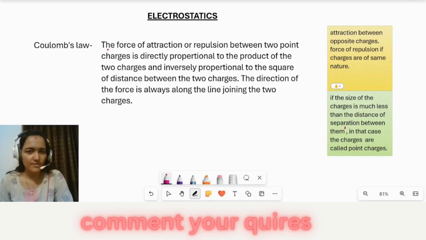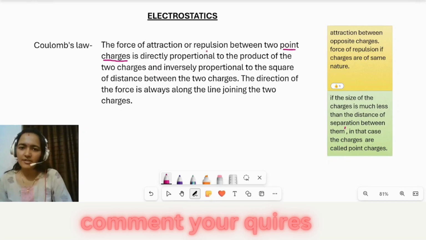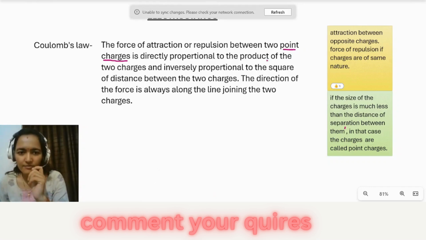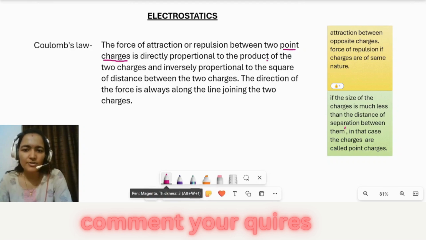So, according to Coulomb's law, the force of attraction or repulsion between two point charges, let's underline this. We will know what we mean by point charges. The force of attraction or repulsion between two point charges is directly proportional to the product of the two charges and inversely proportional to the square of distance between the two charges, and the direction of the force is always along the line joining the two charges. Okay, so this is the statement of Coulomb's law.